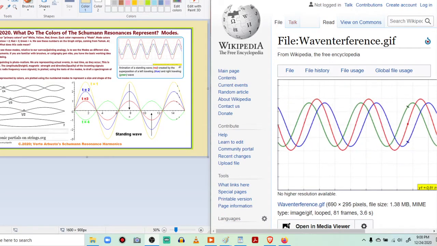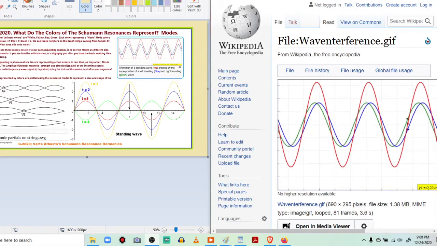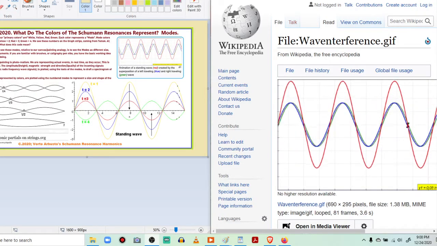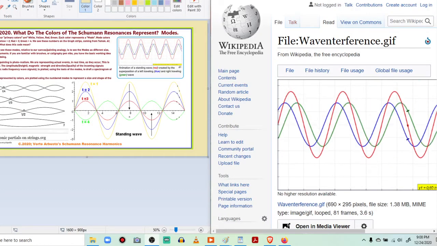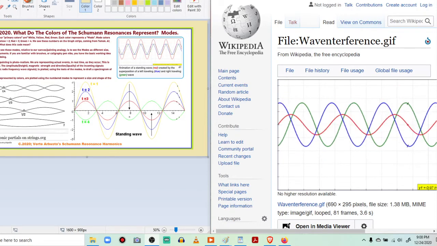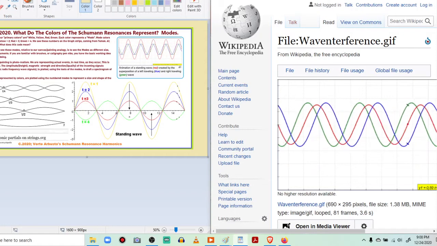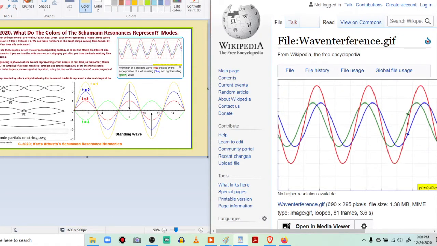The peak amplitude, all right, so that's what a standing wave is. It vibrates in place, basically. It's not rolling, it's not propagating, it is standing in place. That's what the Schumann resonances are: standing waves that fluctuate in place. They don't roll along. The peak amplitude of the wave oscillates at any point in space.